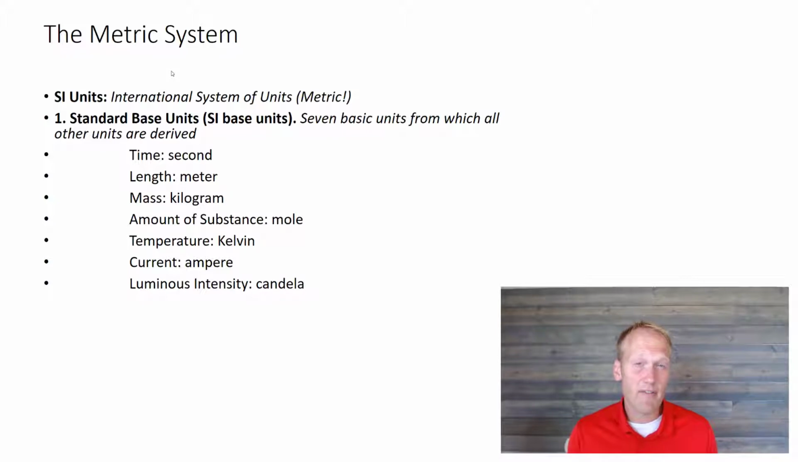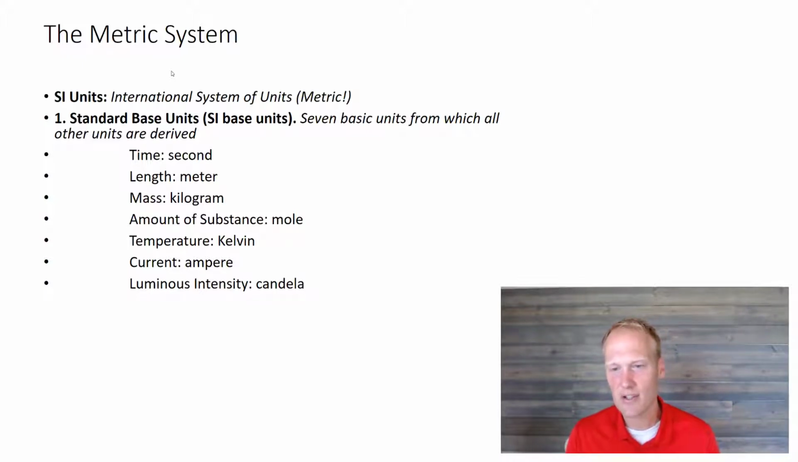There are only 7 base units. That means there's only 7 very basic things that we can measure about anything. Time, length, mass, amount of a substance, which is measured in moles, which we'll talk about in chemistry because it's very chemistry oriented, temperature, and then current and luminous intensity. That's more for physics class, but those first 5 we will definitely be dealing with here in chemistry class.